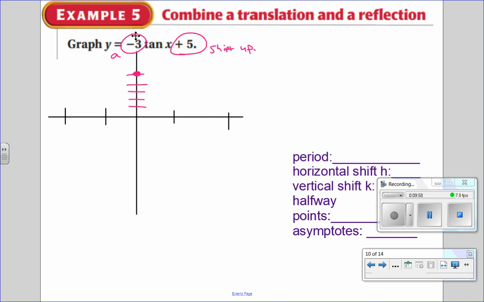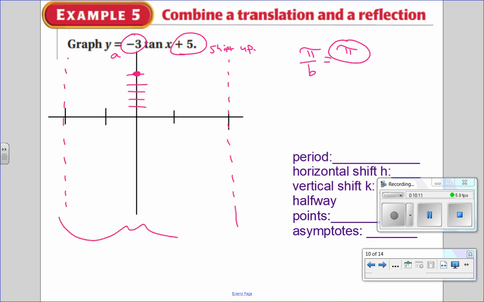All right, so let's figure out our period. Our period's pi over b. Do you guys know what the b value is? An invisible 1. So it's just pi. So I need my distance from this asymptote to be pi units. So this would be at half a pi, or pi over 2, and this would be at negative pi over 2. The halfway point would be pi over 4 and negative pi over 4.